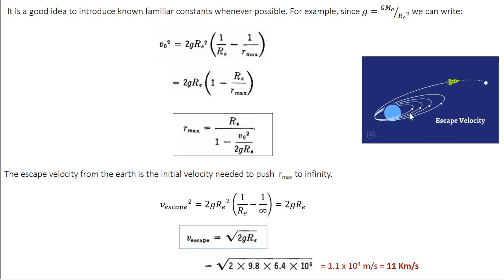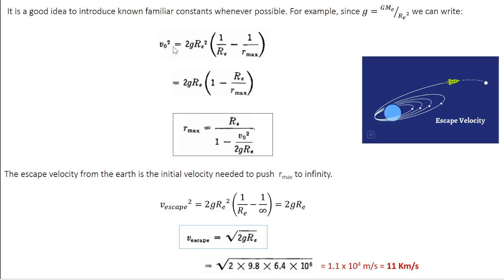So as I said, if the velocity is below the escape velocity, then the object will fall back onto the surface of Earth. On the other hand, if the velocity is greater than or equal to the escape velocity, then it can break the gravitational field and move far away from the center of Earth. In other words, you can extend r max all the way to infinity if your velocity is greater than escape velocity. So from this expression, I can calculate what is the escape velocity. So basically, I push r max all the way to infinity.